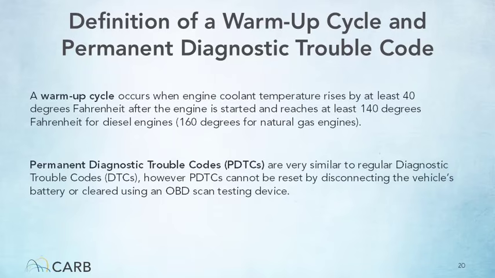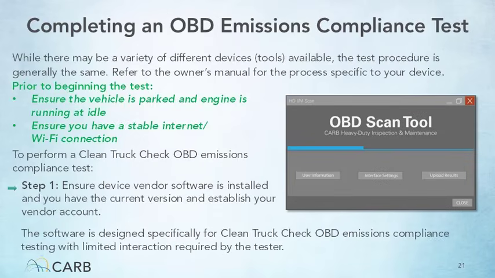However, unlike regular DTCs, they cannot be reset by disconnecting the vehicle's battery or cleared using an OBD scan device. The only way to clear a PDTC is to fix the underlying problem with the vehicle that originally caused the PDTC to set and then allow the vehicle sufficient drive time to rerun the monitor that identified the problem in the first place. When the monitor runs without identifying a problem, the PDTC will clear itself.